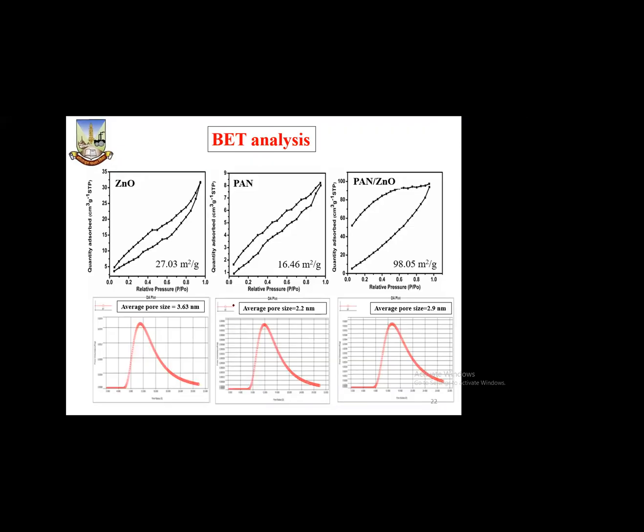This is the BET analysis we have done. Zinc oxide shows 27.3 meter square per gram. PAN shows 16.46 meter square per gram. But when we decorate this zinc oxide over the PAN, it goes to 98.05 meter square per gram.